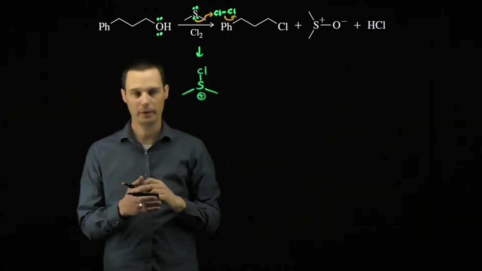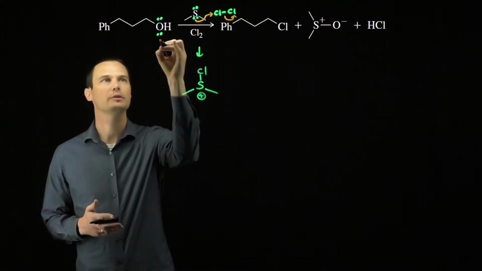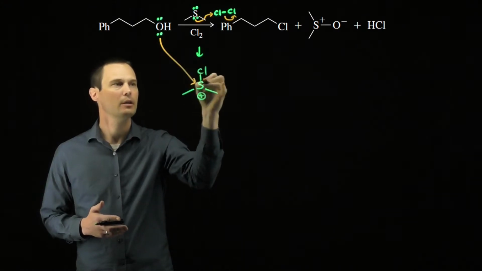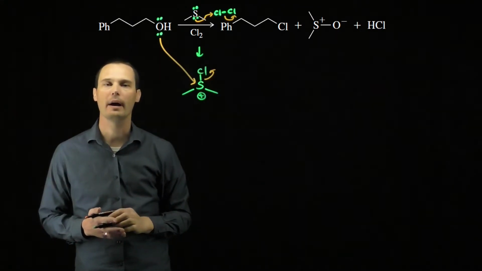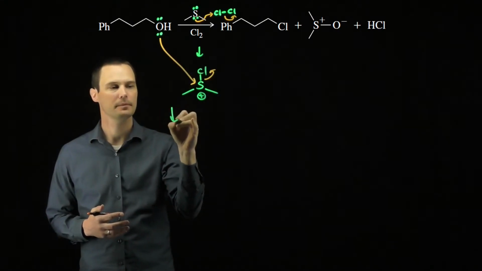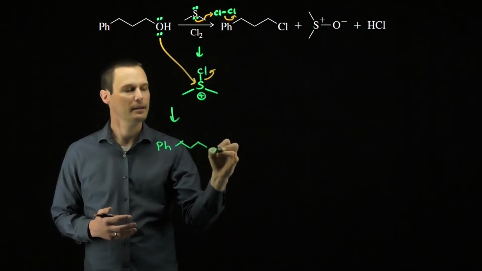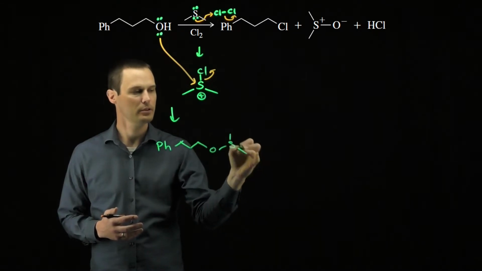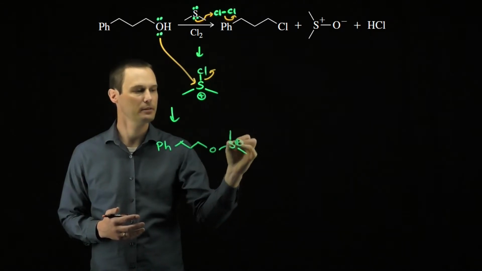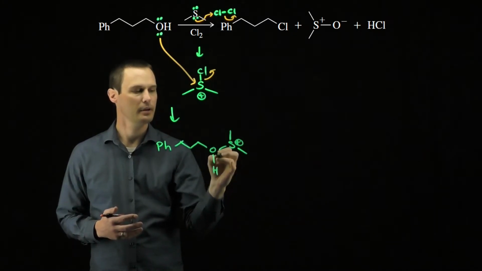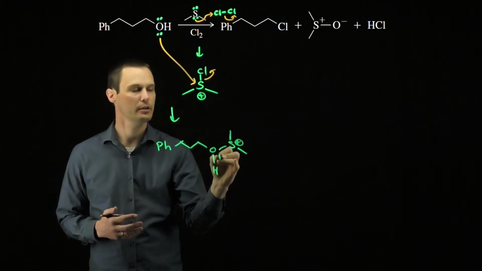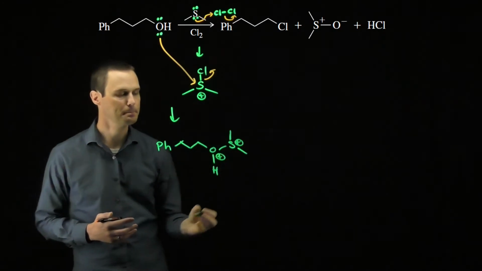That makes sulfur electrophilic, and chlorine can now be a leaving group, so we'll take a lone pair on oxygen, attack sulfur, and kick out chloride as a leaving group. That will form a new intermediate with an oxygen-sulfur bond. Sulfur is still attached to the 2 methyl groups, still has a positive charge. Oxygen now is still attached to its hydrogen and also has a positive charge.